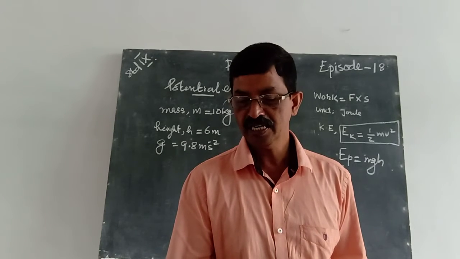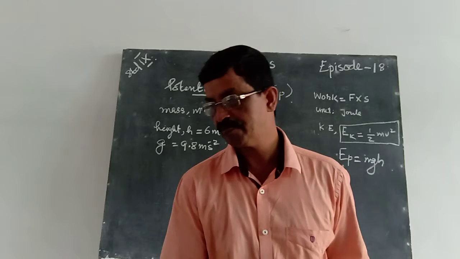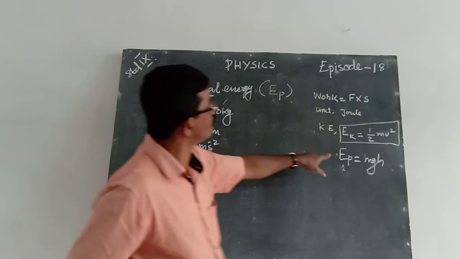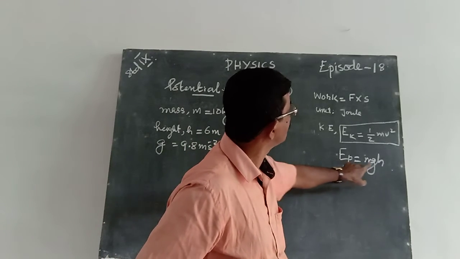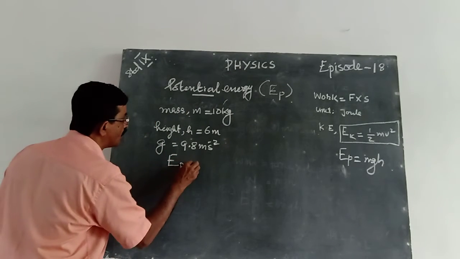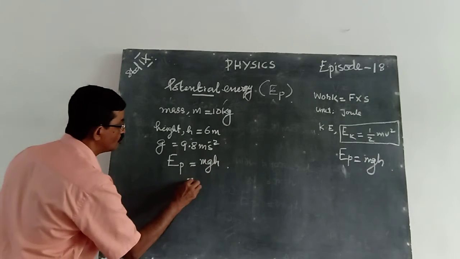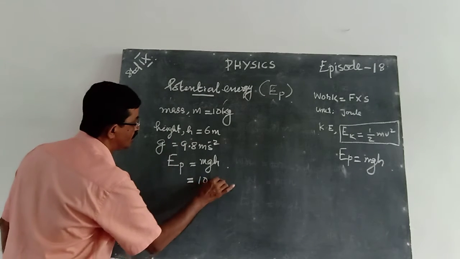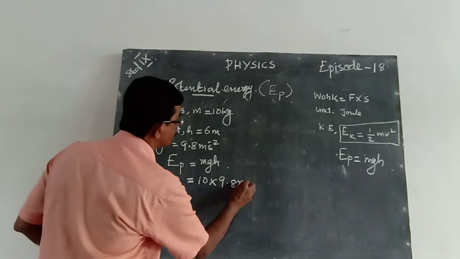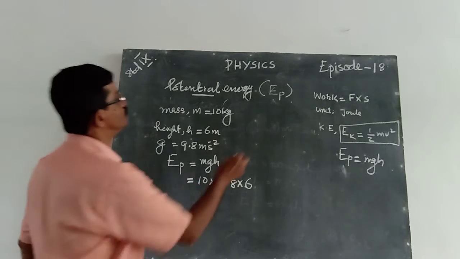above the ground, given g is equal to 9.8 meter per second square. Now, we know the relation to calculate potential energy. So, potential energy, first of all, the relation EP is equal to mgh. That is equal to, m here is given as 10 and g 9.8, h is 6. Now 9.8 into 6.